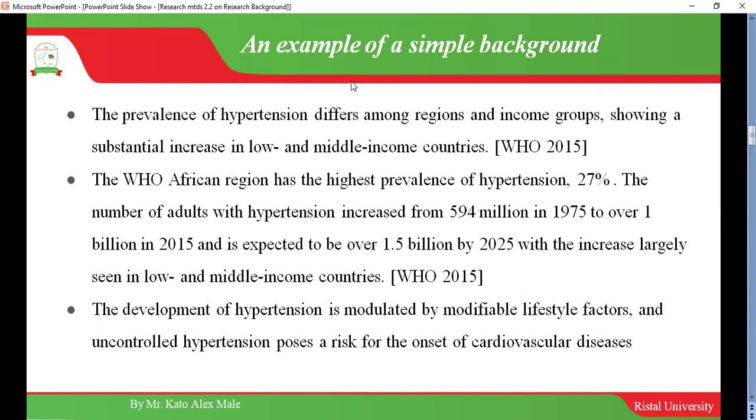So the development of hypertension is modulated by modifiable lifestyle factors, and uncontrolled hypertension poses a risk of the onset of cardiovascular diseases. You provide this statement so that you can show your reader that indeed, if we don't mitigate this level of hypertension, our populations shall decrease by this and this levels, or because of this and this reasons.